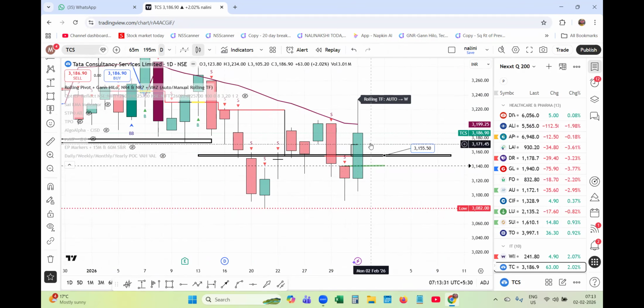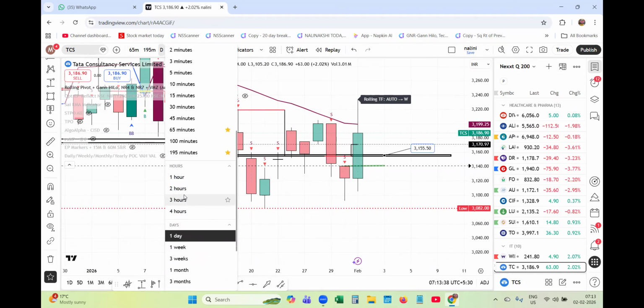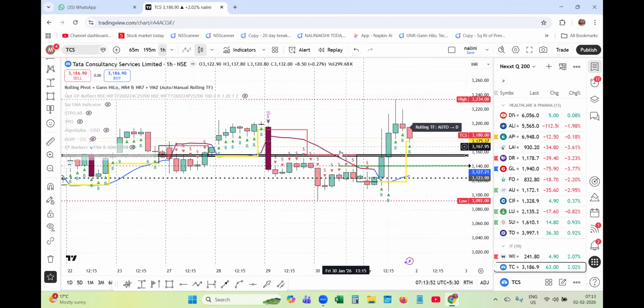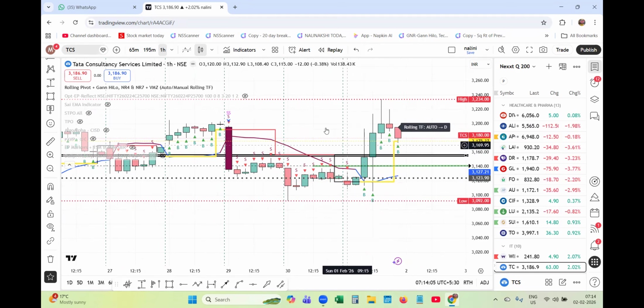3155. Suppose it holds this level on an intraday basis, let me go to the hourly chart. On the hourly chart you are seeing a huge trend reversal, and if it tests 3158 to 3140, it is a buying, going long chance for today in the market. This stock is one you can keep in your watch list for today's trade.